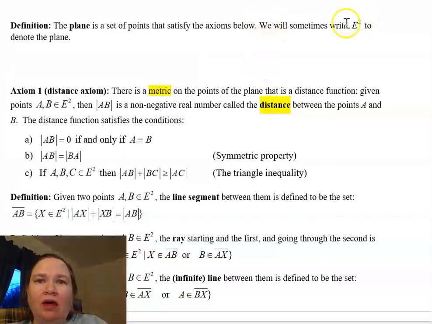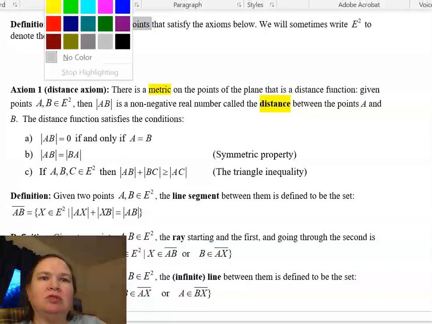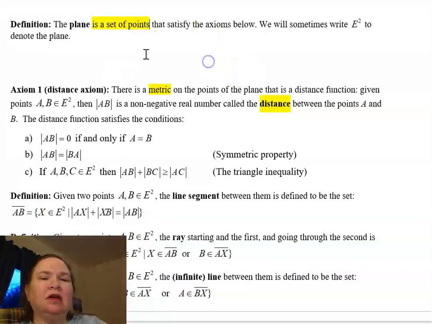So we have here the notation. We're going to use E2 or E squared to denote the plane. E stands for Euclid, and 2 stands for two-dimensional Euclidean plane. But the main thing we're saying right now is that the plane is a set of points. That doesn't sound very impressive when you start off, but that is a significant thing to say. Everything in the plane is made out of points.